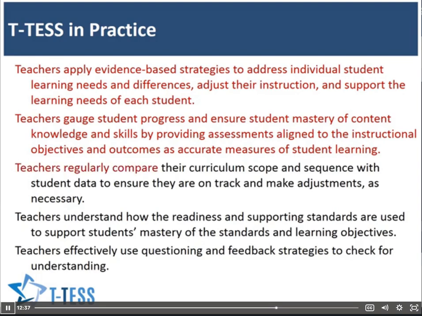Teachers also regularly compare their curriculum scope and sequence with student data to ensure they are on track and make adjustments as necessary. Teachers understand how the readiness and supporting standards of the TEKS are used to support students' mastery of the standards and learning objectives. And last, teachers effectively use questioning and feedback strategies to check for understanding.